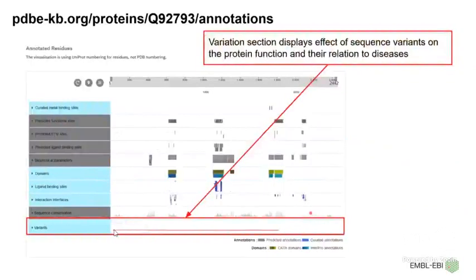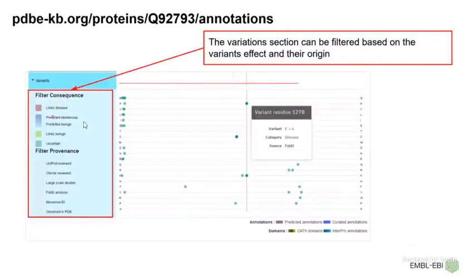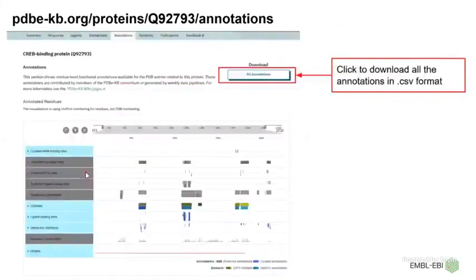We also have variant information in the variation section, which gives you details about various sequence variants on a protein function and their relation to diseases. You can filter based on the variant effect and their origin in this tab. You can download all these annotations which you see over here using the annotation download button in CSV format.